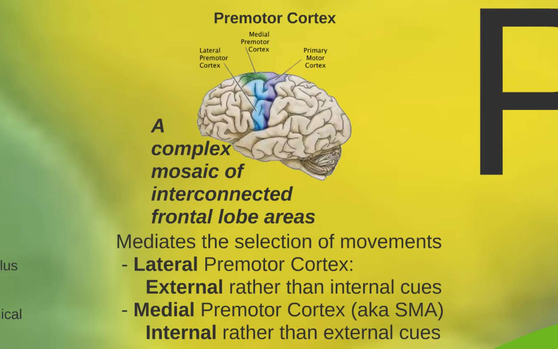So the premotor cortex itself mediates the selection of movements. The lateral premotor cortex is in response to external cues, anything that's coming from outside of the body, whether it's auditory or visual. However, the medial premotor cortex is in response to internal cues. The medial premotor cortex is also called the supplemental motor area, and as you can imagine, this area will be able to supplement for the primary motor cortex when in need.